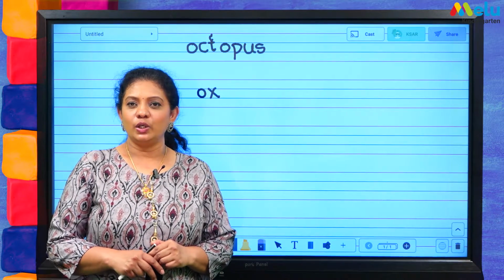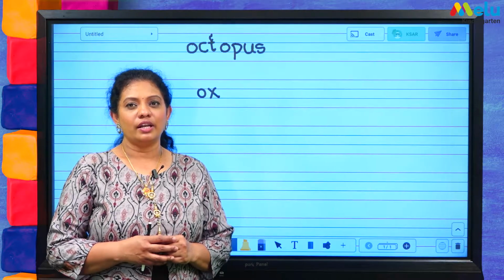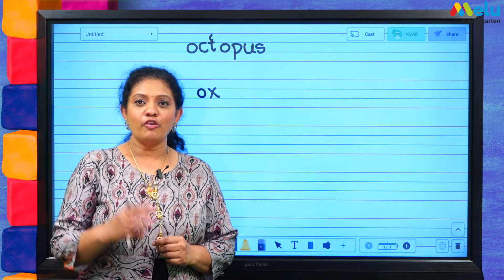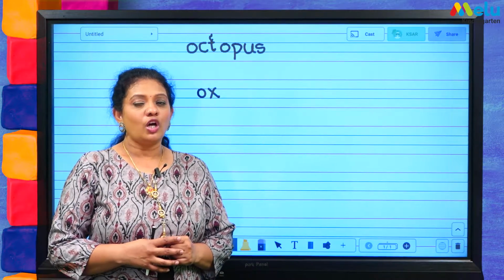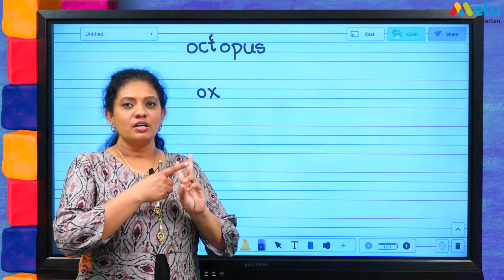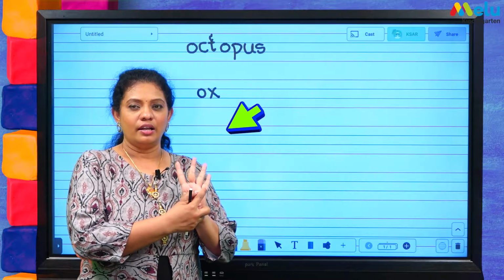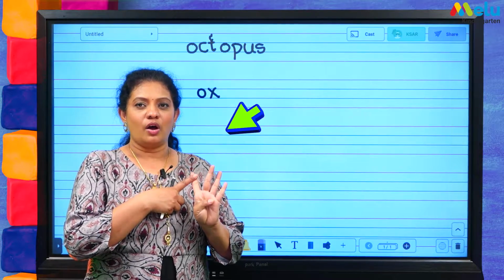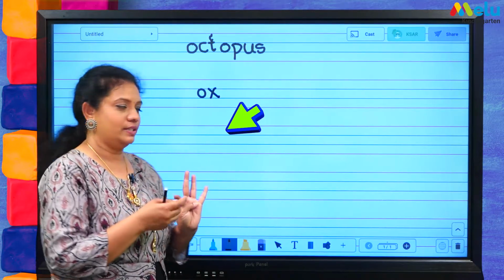We need not divide it into any syllables, children. You can directly write with the help of phonetic sounds. But what all sounds are included in this? O, V, A, L. Right? So to write the O sound, we should write the letter O.